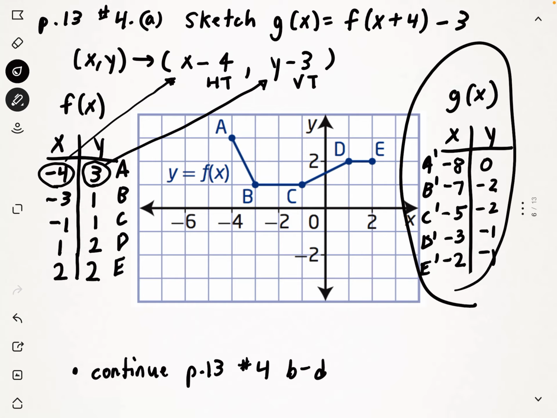So what I'm going to have here is negative 2, negative 1. This is my E prime. You can label them if there's room. We have negative 3, negative 1, negative 5, negative 2, negative 7, negative 2, and negative 8 and 0.